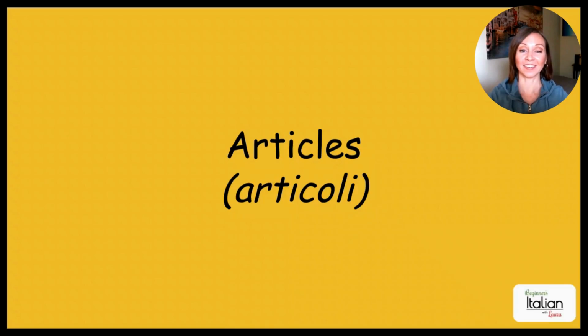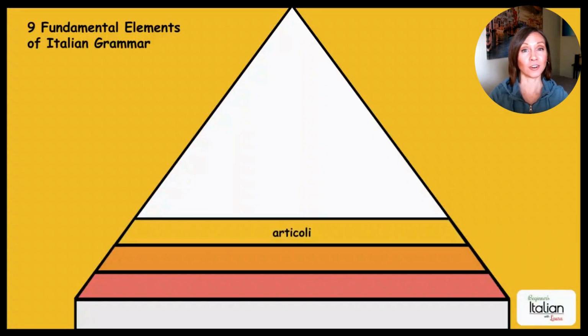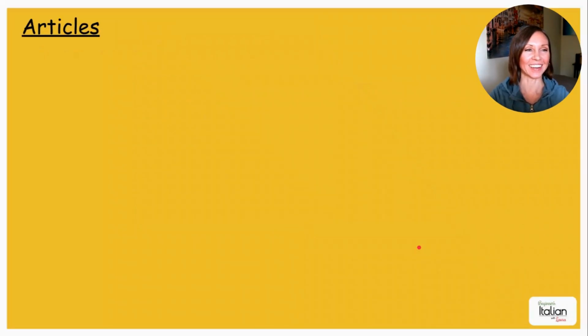Okay, articles or articoli, which means we are on the third rung of our pyramid. So we're making some progress. This is good. Okay, articles. What is an article?